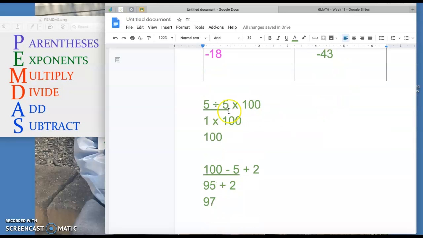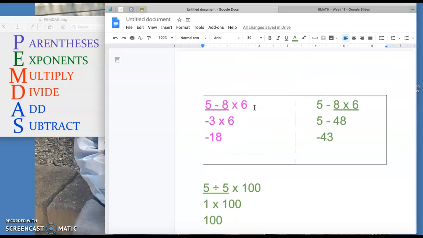So for example, down here, 5 minus 8 times 6, I have that twice. If I don't listen to the order of operations and I do subtraction first because I just want to work left to right, I'm going to get negative 3, since 5 minus 8 is negative 3, times 6 is negative 18. Over here I did the order of operations correctly. I multiplied first, so I got 48. Then 5 minus 48 is negative 43. I don't get the same answer, and you need to get the same answer.